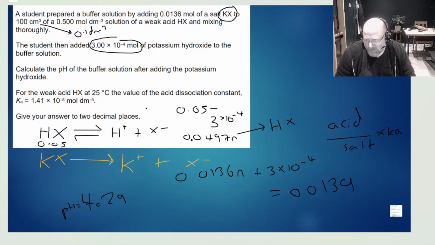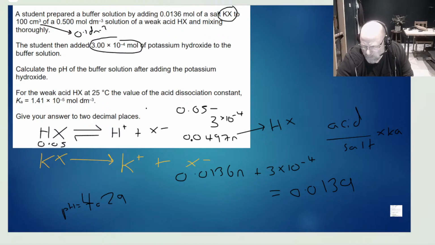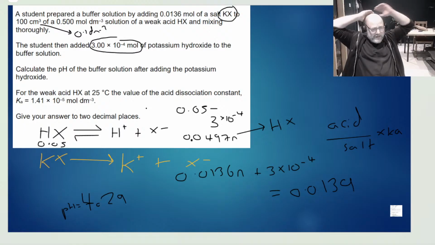I think it's 4.29, so round up to 4.30, I think. So I think it's 0.0497 over 0.0139, and then times by 1.41 times 10 to the minus 5, and then minus log that. And then I think I might finish there. I'll probably do a lesson on buffers.